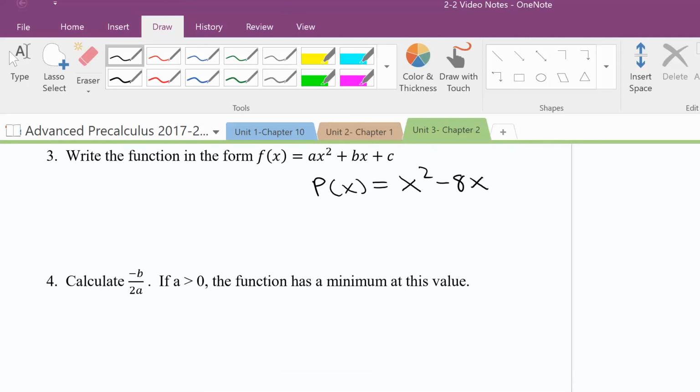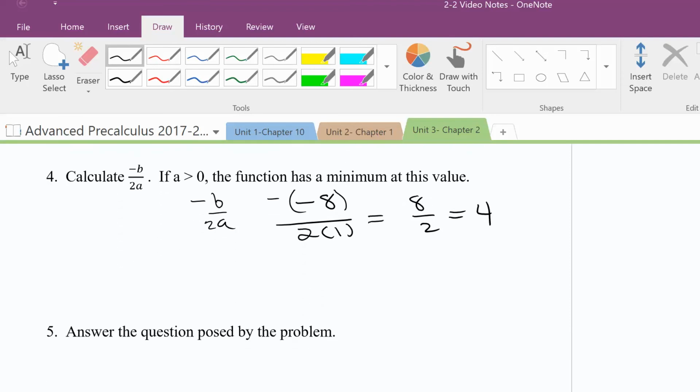Now, I want to find the vertex. So the vertex here is negative b over 2a, so it's the opposite of negative 8 over 2 times 1. So it's basically 8 over 2, which is 4. So that's the minimum value of the product is when x is 4.